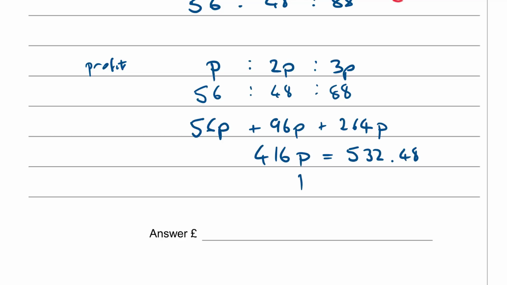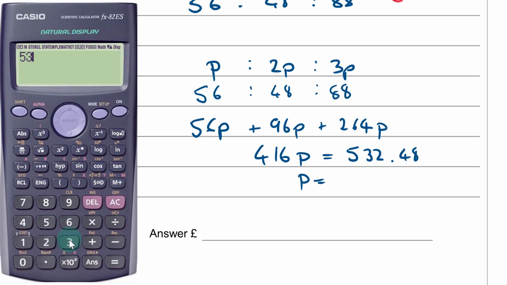£532.48. So one profit is going to be 532.48 divided by 416. 532.48 divided by 416, which is £1.28.